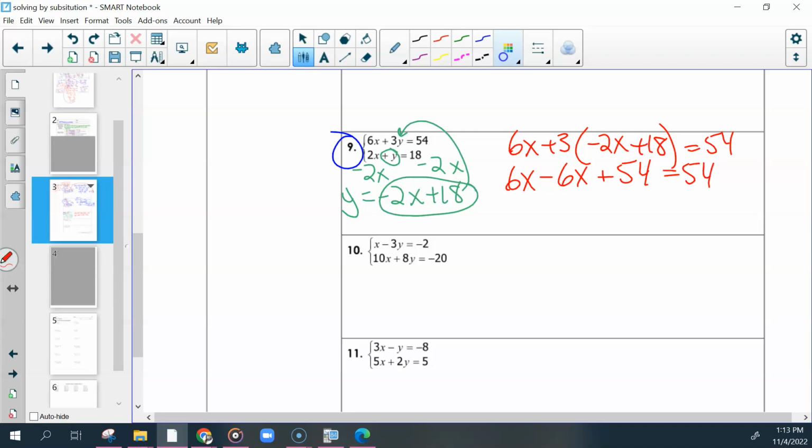What happens here? They cancel again. And you're left with 54 equals 54, which would be what type of solution? Not no, because this is a true statement. The other type. Infinitely many. So one solution is the only time you'll actually solve everything.